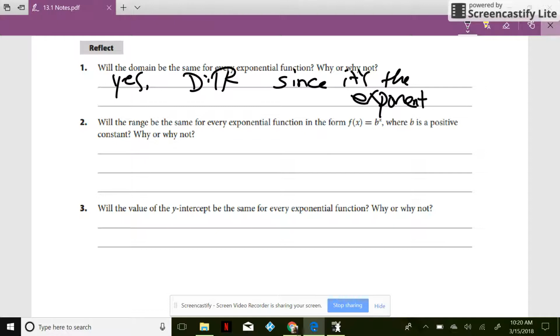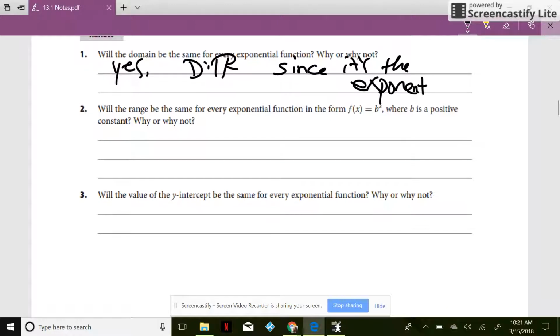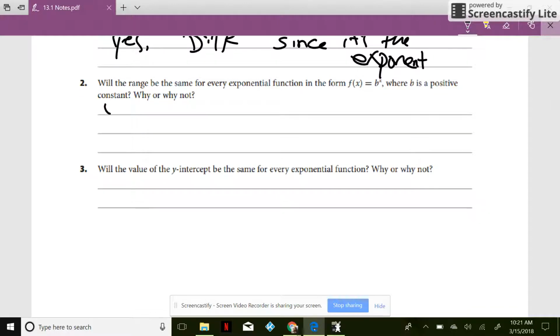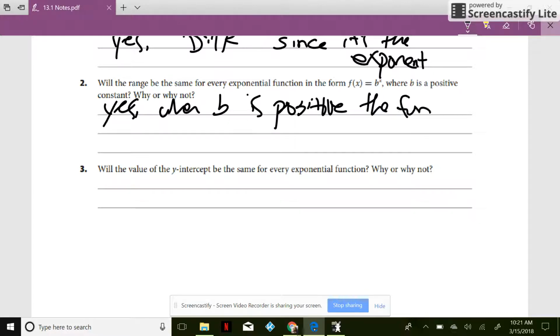Will the range be the same for every exponential function, where b is a positive constant? So yes. When b is positive, the function will stay positive. A positive number to any power will stay positive, no matter the exponent value.